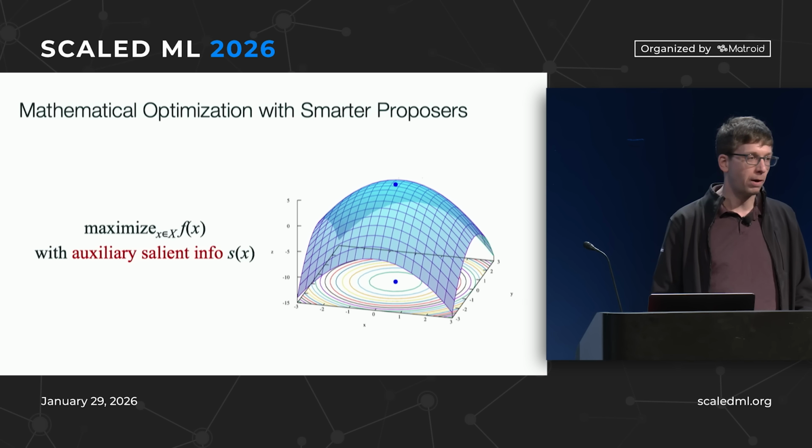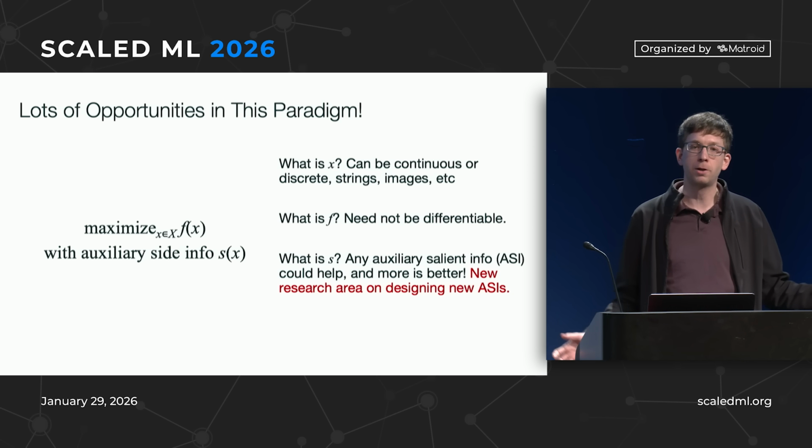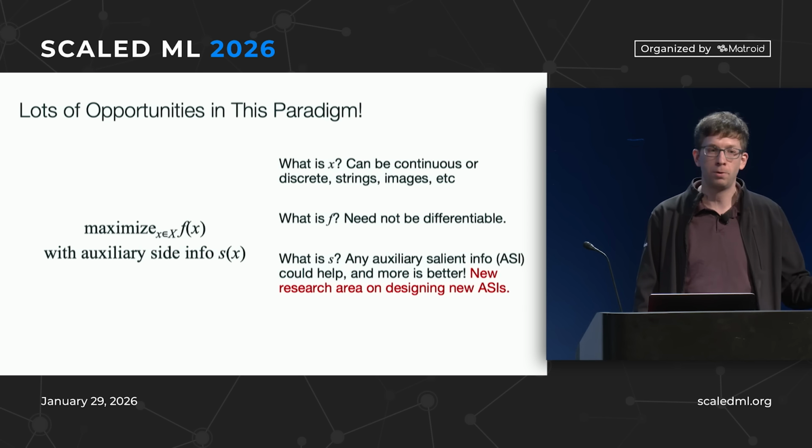So first of all, X can be pretty much anything. It can be strings, images. We have a project where X is a big collection of documents, and we're rewriting the documents to make RAG agents better on it. So it can be anything you want. The function doesn't need to be differentiable, or really you don't need to assume much about it at all, which is nice.